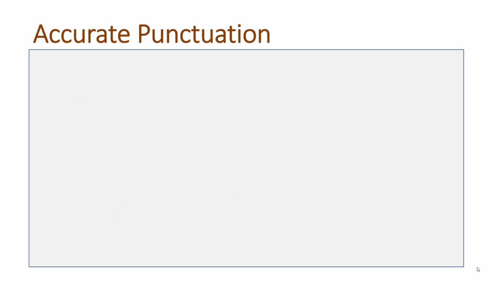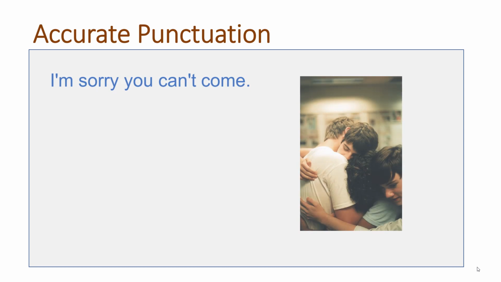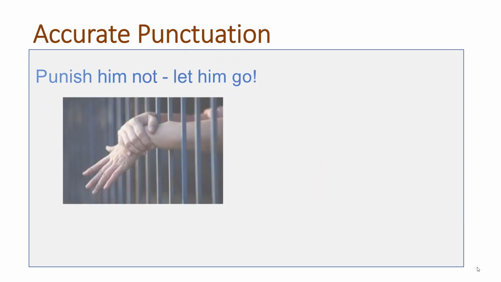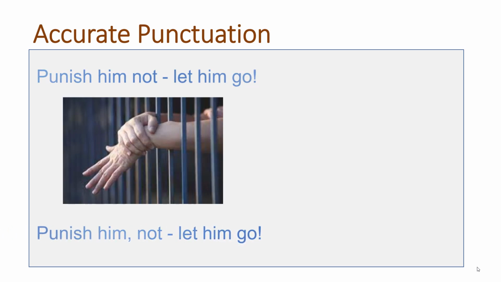Other examples of punctuation changing the meaning of a sentence? "I'm sorry you can't come" might be said by someone leaving on a trip that wishes their friend was going along. "I'm sorry, you can't come" might be said by a tour guide explaining that a person can't accompany the group that's about to depart. "Punish him not, let him go," as opposed to "punish him, not let him go."